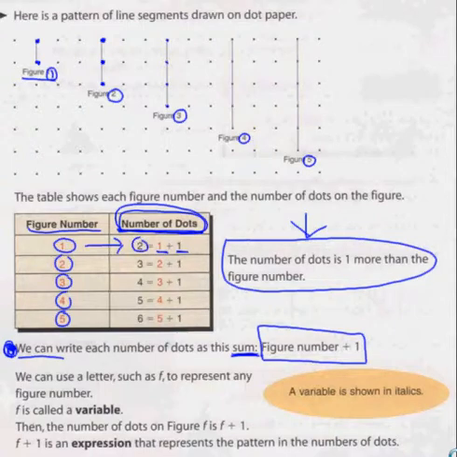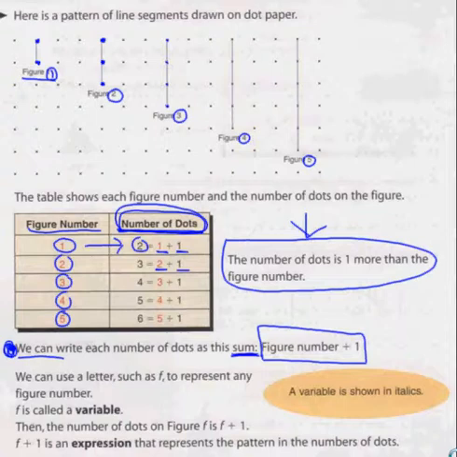Figure 2, the number of dots is 3. How did I get that? I took the figure number written in red, which is 2, and I added 1. 2 plus 1 is 3. And you can carry on. Figure number 3 has 4 dots. It's 1 more than the figure number itself.